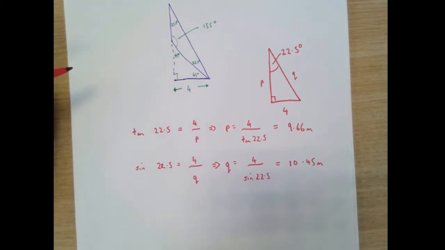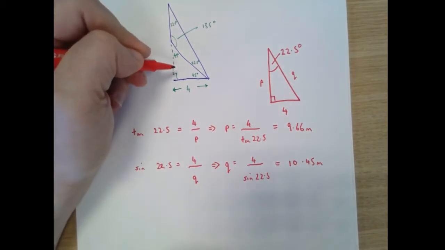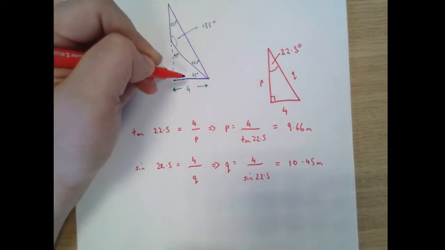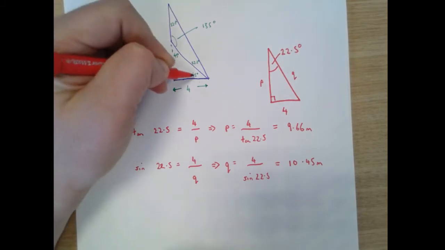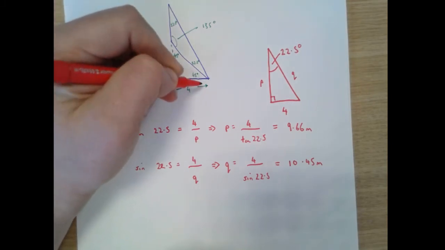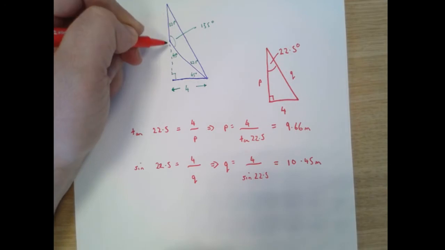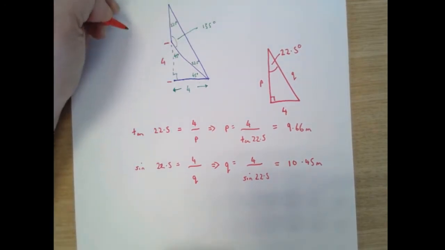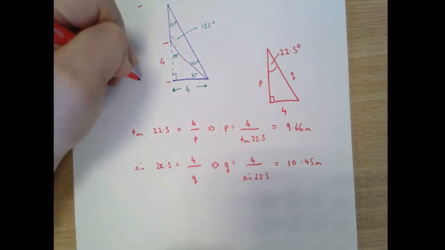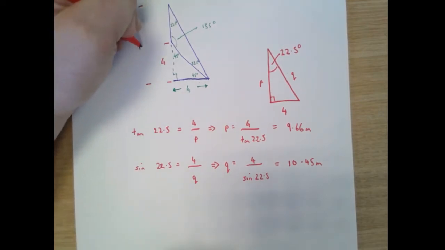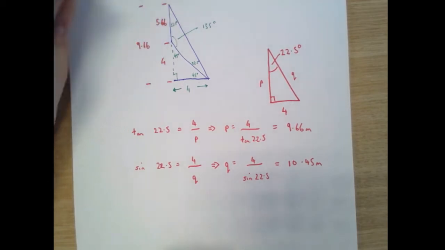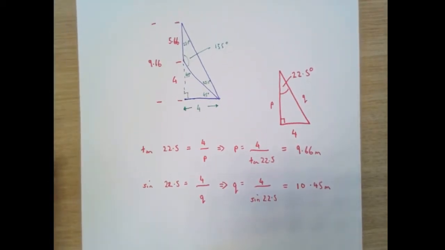That's the important information. I guess there's one other thing. If this is an isosceles triangle here, 45 degrees and 45 degrees, that means this side and this side are the same. So this is actually 4 meters from there to there. This whole length we now know is 9.66, which means this length must be 5.66. So we can mark that on our diagram.